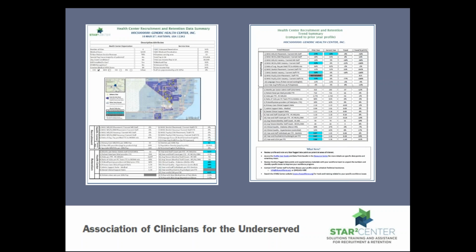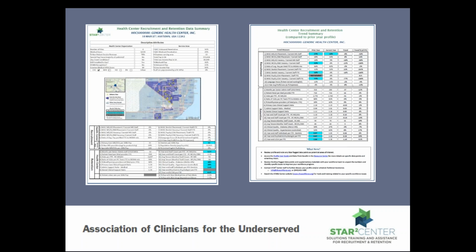So here's a look at what a data profile looks like. It's a front and a back. The front is on the left side. The back is on the right side. This is actually the second year of data profiles. We did one in 2015, and we're doing these 2016 ones now.